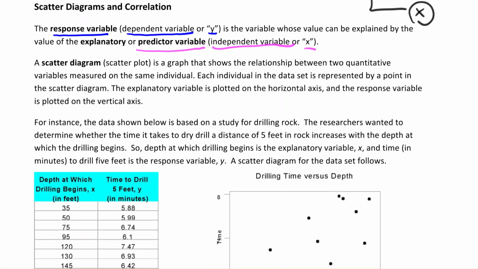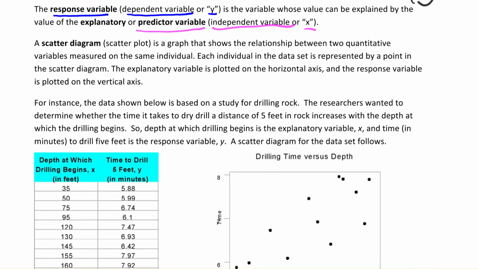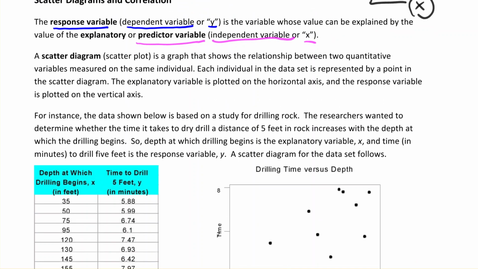A scatter diagram or scatter plot is a graph that shows the relation between two quantitative variables measured on the same individual. Each individual's data is represented by a point in a scatter diagram. Okay. So like I said, the predictor or explanatory variable is on the horizontal axis and the response variable is the vertical axis, the y value.